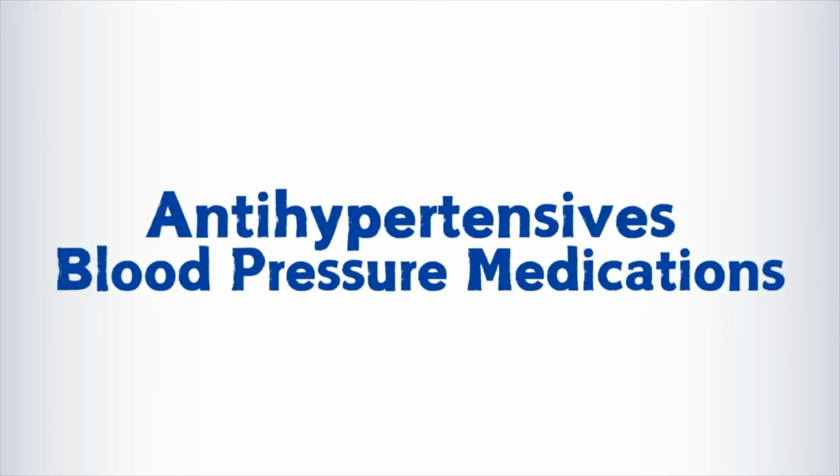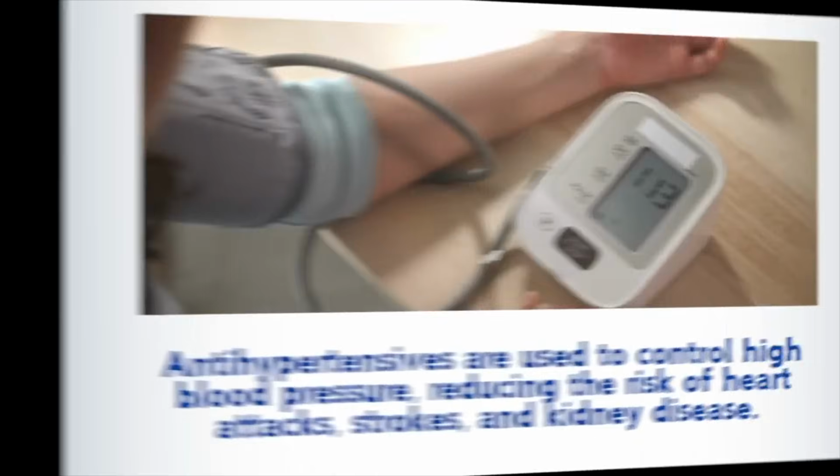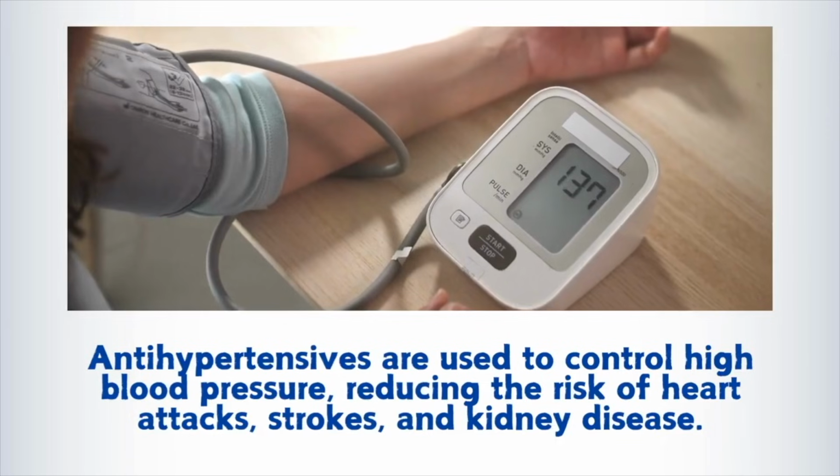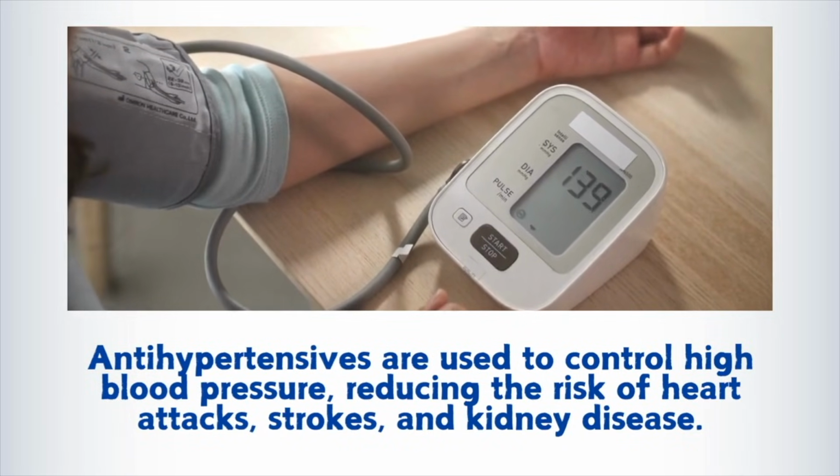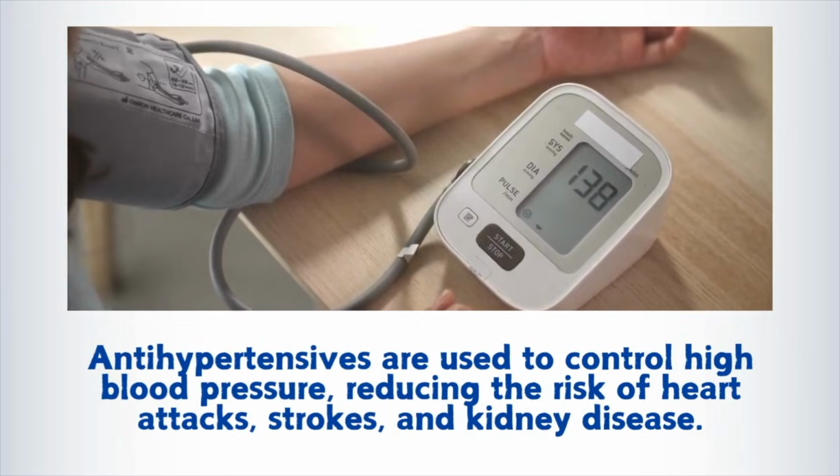Our 16th category of medications is antihypertensives, also known as blood pressure medications. Antihypertensives are used to control high blood pressure, reducing the risk of heart attack, strokes, and kidney disease.